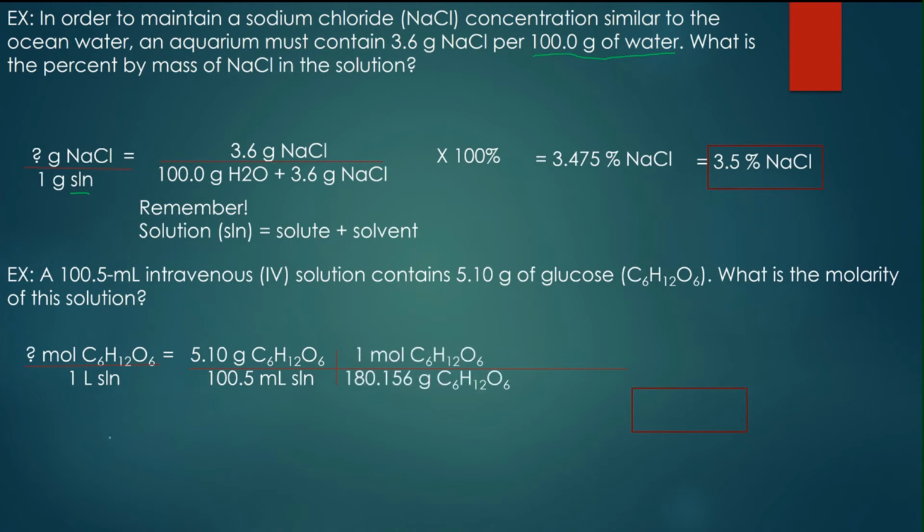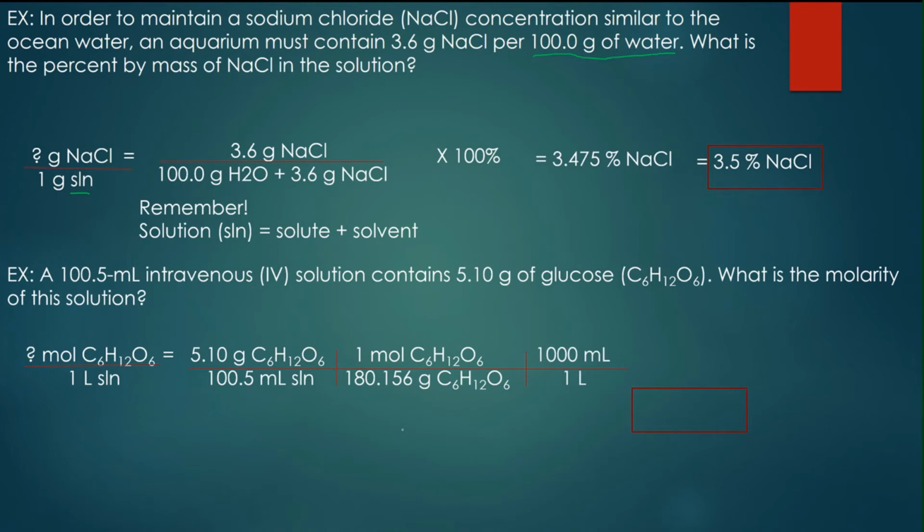So I went ahead and started with the top. It's not important which way you start. You could have started with the bottom or the top. Either one works. I added up 6 carbons, 12 hydrogens, and 6 oxygens, and I got 180.156 grams of glucose per mole of glucose.